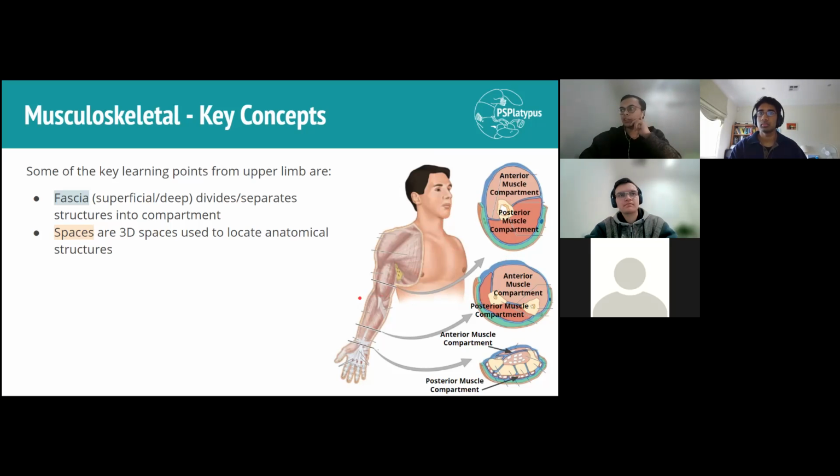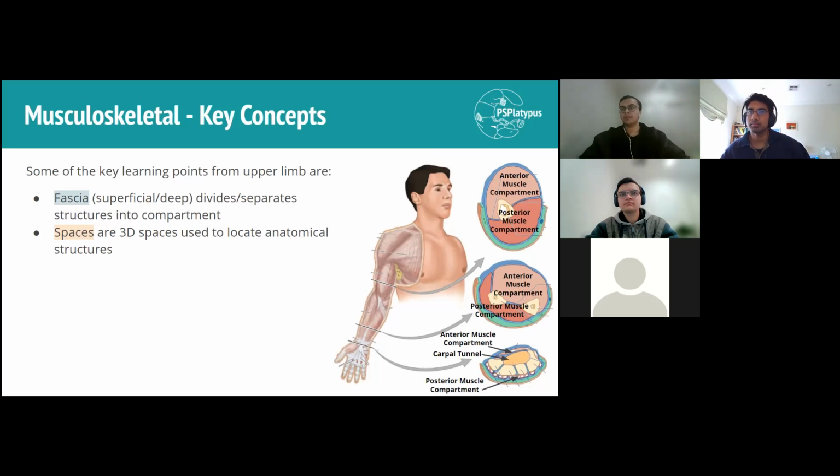And then the last thing that you'll probably would have talked about, which we're not going to spend too long on this slide, but we'll talk about later on, is the spaces, right? So spaces are just, as the word suggests, like 3D spaces where you can locate anatomical structures. And so you would have learned about in upper limb with the wrist, the carpal tunnel space. Over here, we're going to learn about some spaces with lower limb as well.